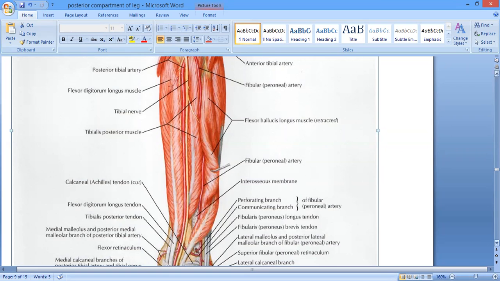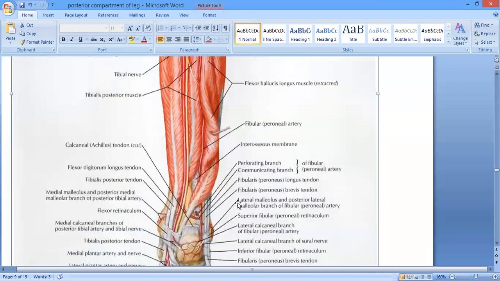And by passing over the posterior surface of the tibia, it passes behind the medial malleolus, right? It passes behind the medial malleolus deep to the flexor retinaculum. You can see this one. Here up to the flexor retinaculum attachment, right? So it passes behind the medial malleolus deep to the flexor retinaculum, running on the medial aspect of the tibial nerve. Tibial nerve. Here you can see this artery.